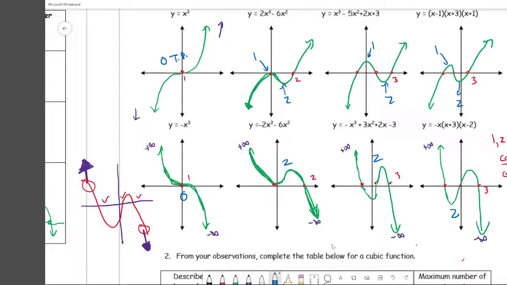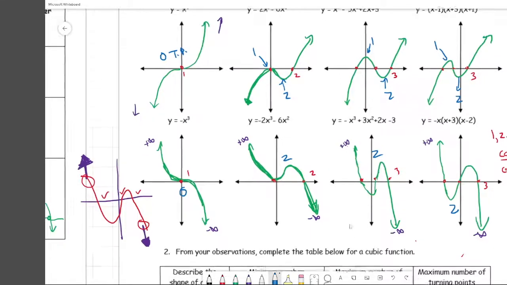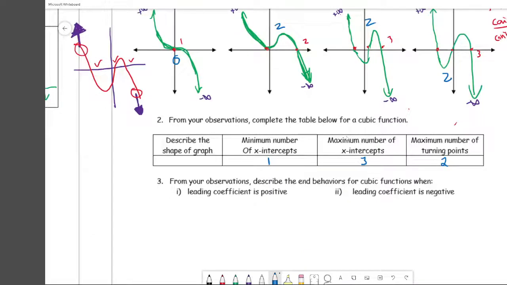So I will ask you the question. Could it possibly have only 1 turning point? Does it have to have either 0 or 2? Is it possible to have only 1? I'd want an answer to that question when we get a chance. I'll give you something to think about. Could a cubic have one turning point?